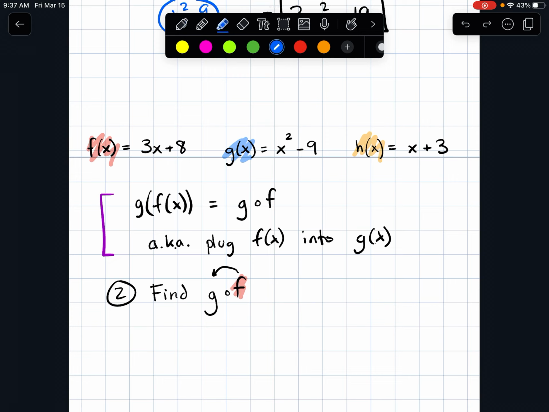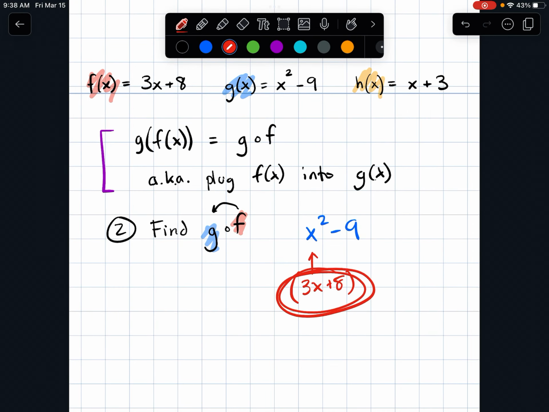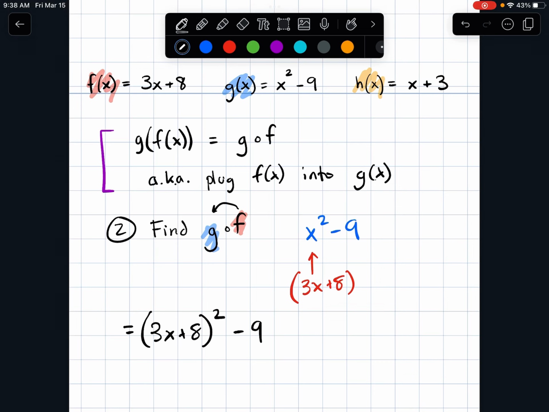So what this means is I'm going to take g of x, right? We know g of x is x squared minus 9. And then I'm plugging in, for x, my f of x function. So I'm going to plug in a 3x plus 8. All right? So again, I'm taking f of x and I'm plugging it in to g of x, right? So what we get from this, we do have to use parentheses when we plug in, because what's happening is we're getting this (3x plus 8) squared minus 9.